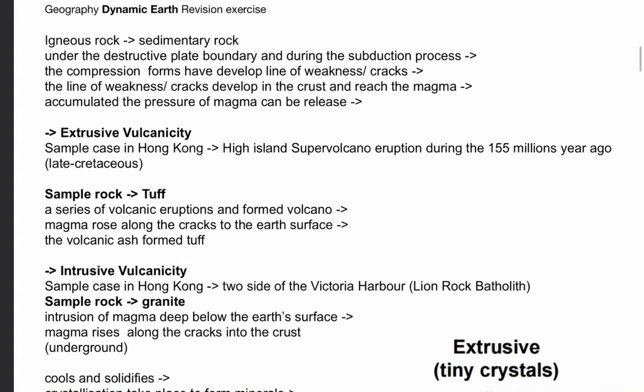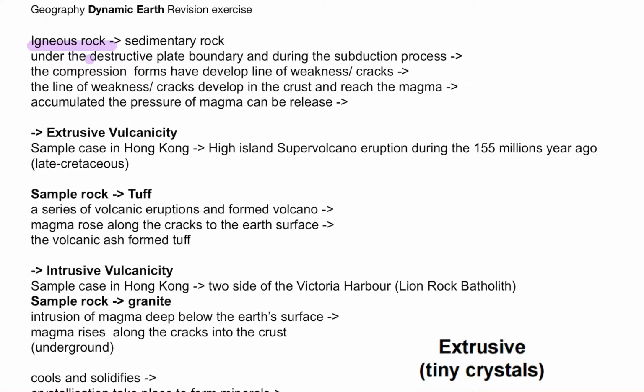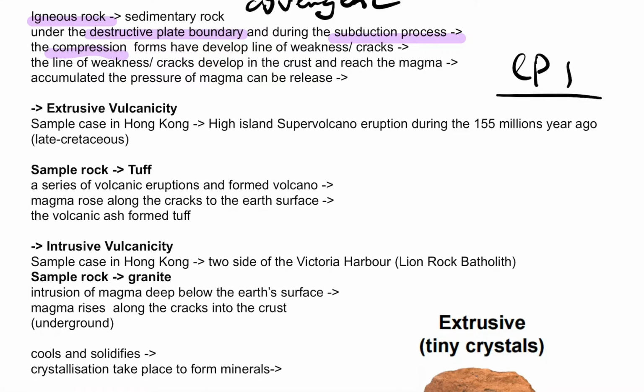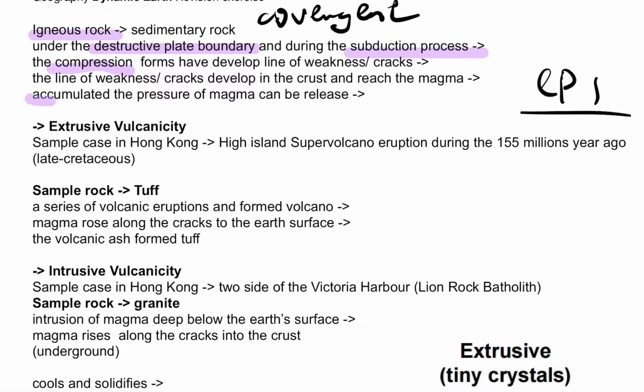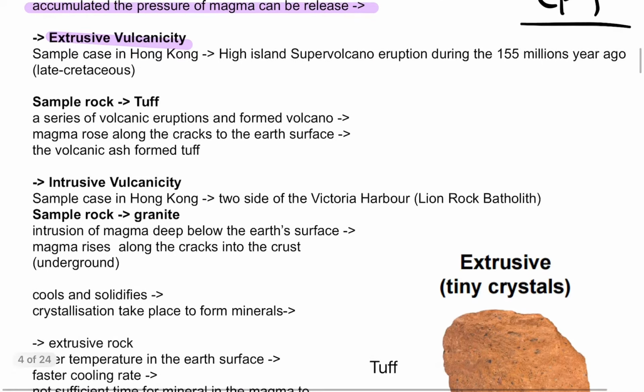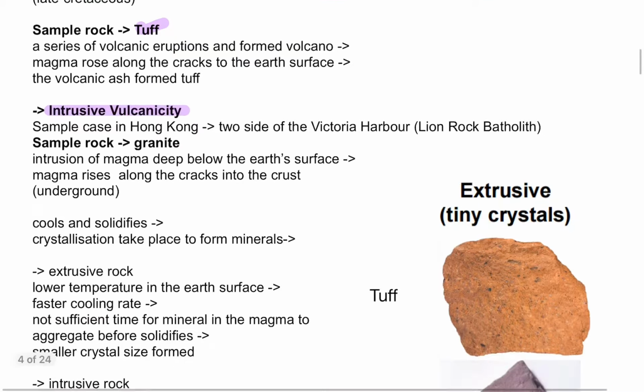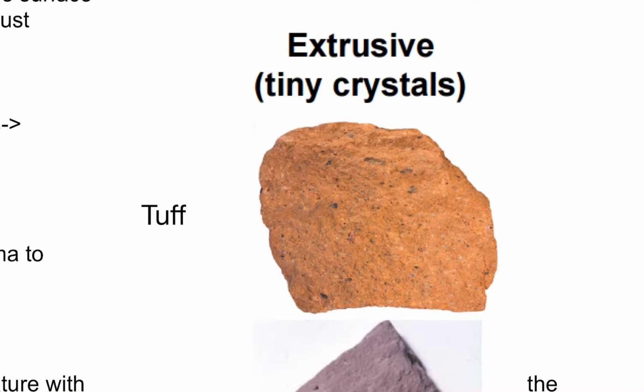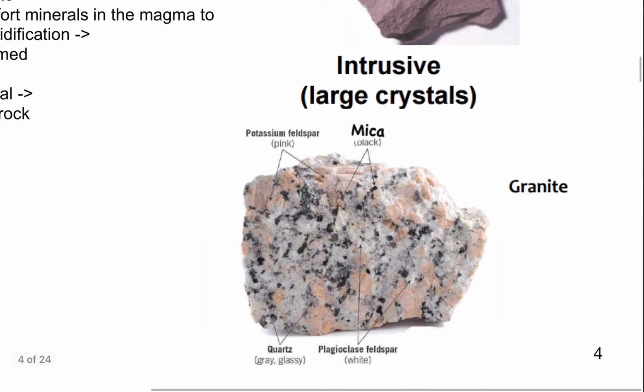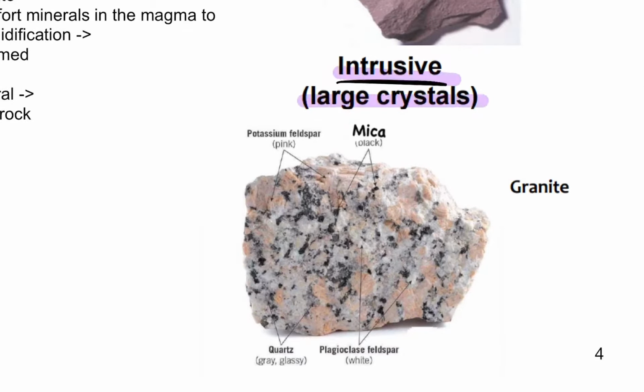You can see it, the igneous rock, we can call it igneous rock also. It's formed under the destructive or convergent plate boundaries, and in the subduction, the pressure builds up. Okay, the accumulated pressure of the magma can be released. Have the extrusive volcanicity at the top, the rhyolite, and intrusive as the granite. You can see it. The crystal is tiny and small. But the intrusive rock, the granite, is large crystal size.